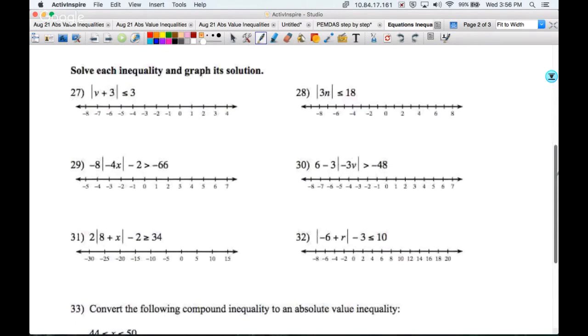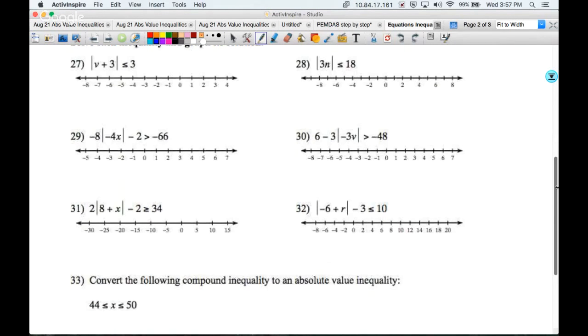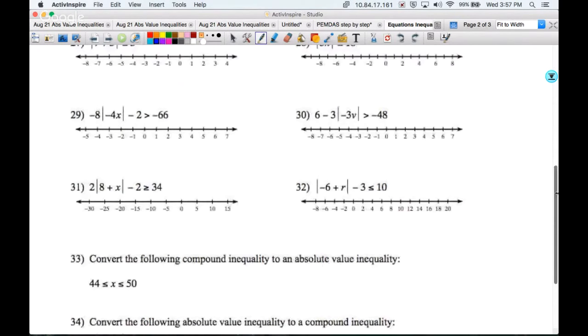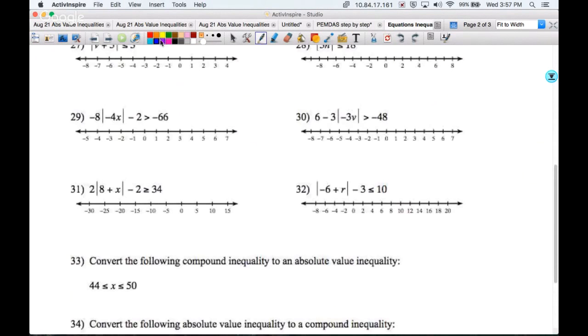All right, solve each inequality and graph its solution. Let's do one that's got multiple terms on the outside. Let's do number 30. With number 30 here, I see a lot of people trying to combine this 6 and this -3. We cannot do that. It goes against our order of operations. Those numbers are not to be combined until after this 3 does its multiplication, which we can't do because we can't multiply into an absolute value bracket. So what we're going to do is subtract 6 from both sides.